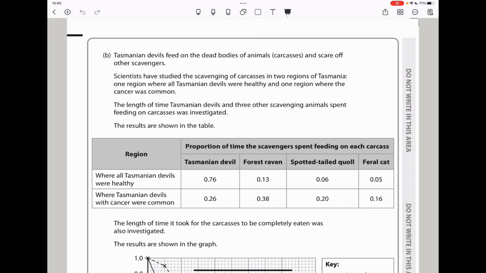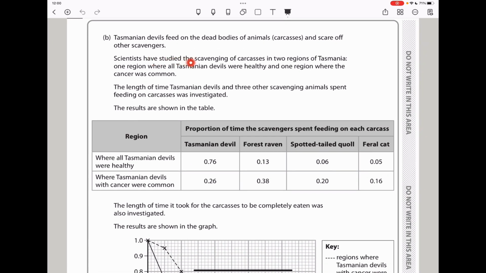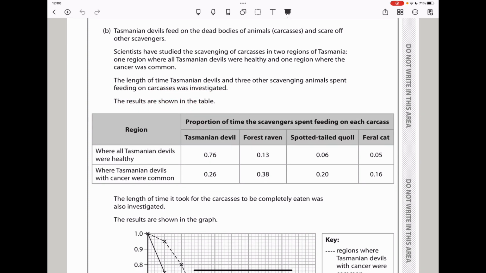So moving on. They say Tasmanian devils feed on the dead bodies of animals, or these are carcasses, and scare off other scavengers. Scientists have studied the scavenging of carcasses in 2 regions of Tasmania, one region where all Tasmanian devils were healthy and one region where cancer was common. The length of time Tasmanian devils and 3 other scavenging animals spent feeding on carcasses was investigated. The results are shown in the table. So here we have the results.